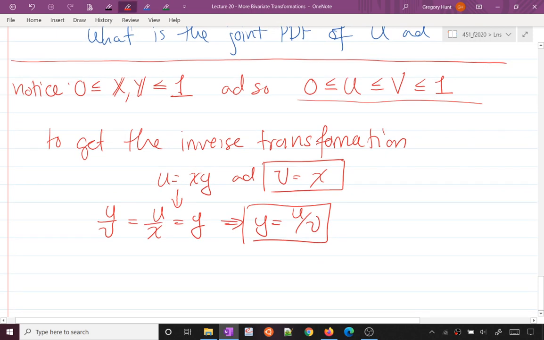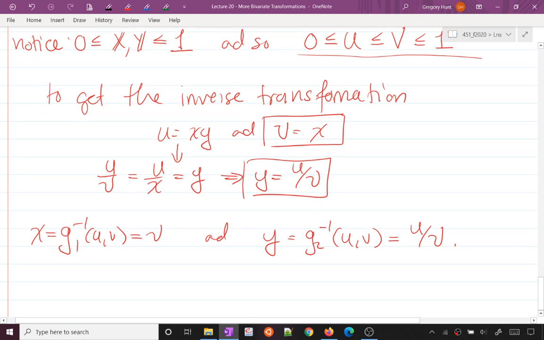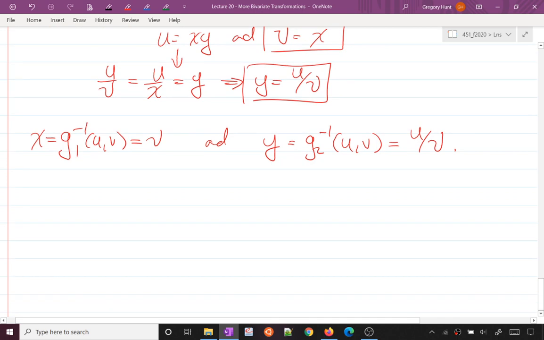You could give them fancier names. X, which is, let's call it g1 inverse of uv, is just v. And y, which should be g2 inverse of uv, is u over v. So once I've got the inverse transformation, so g is my transformation, with component functions g1 and g2, g1 inverse and g2 inverse are the components of my inverse transformation. What I need next is the absolute value of the determinant of the Jacobian matrix.